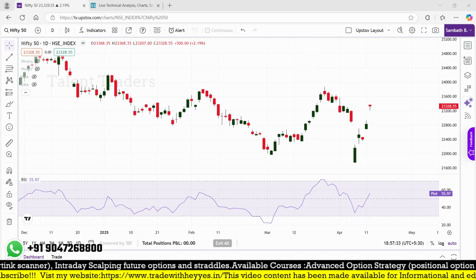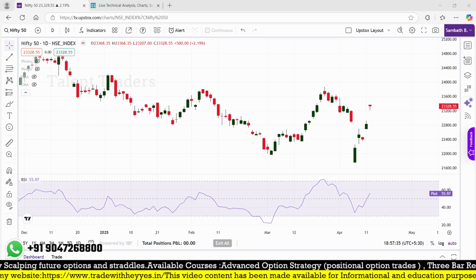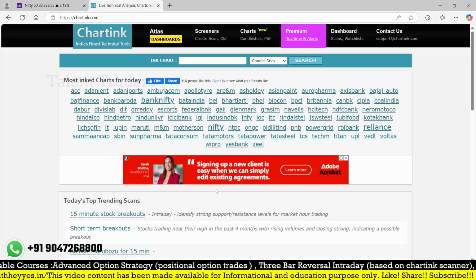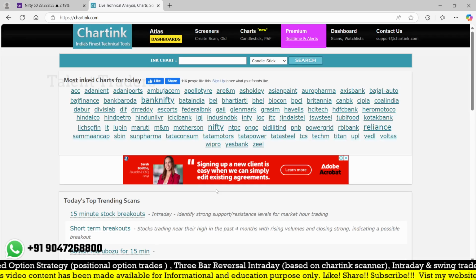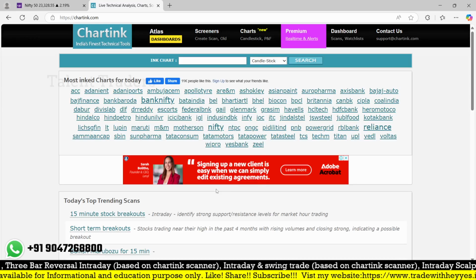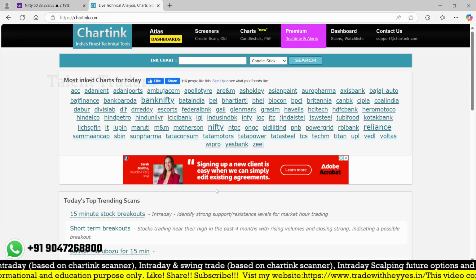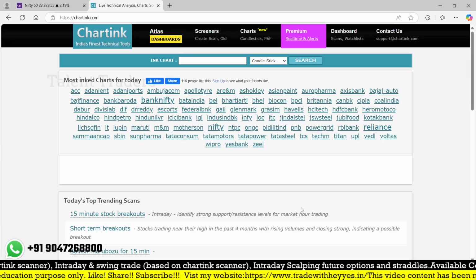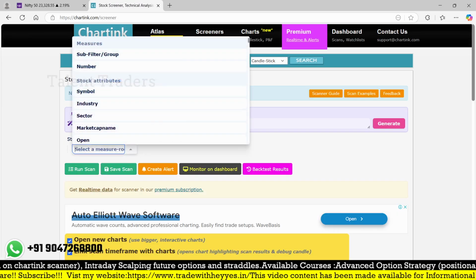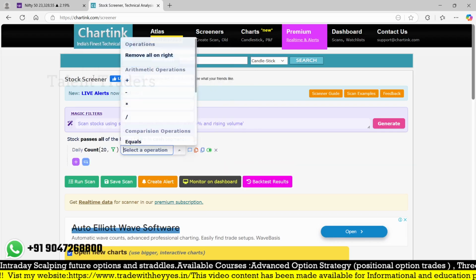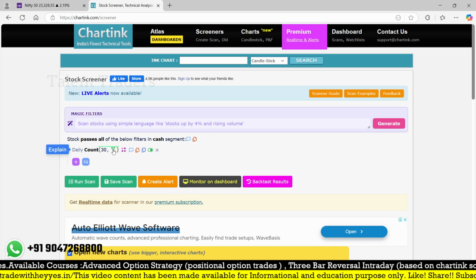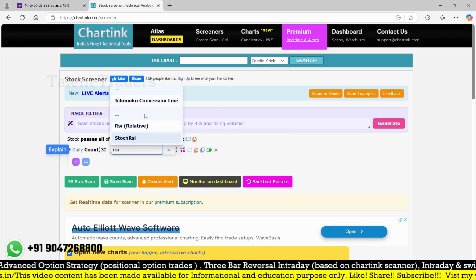So let me try to create it. I am not using any custom indicator here because these conditions are already available in charting, so there is no need for a custom indicator. Before going to that, let me create it using RSI, with the function of counting those particular days in the last 30 days.